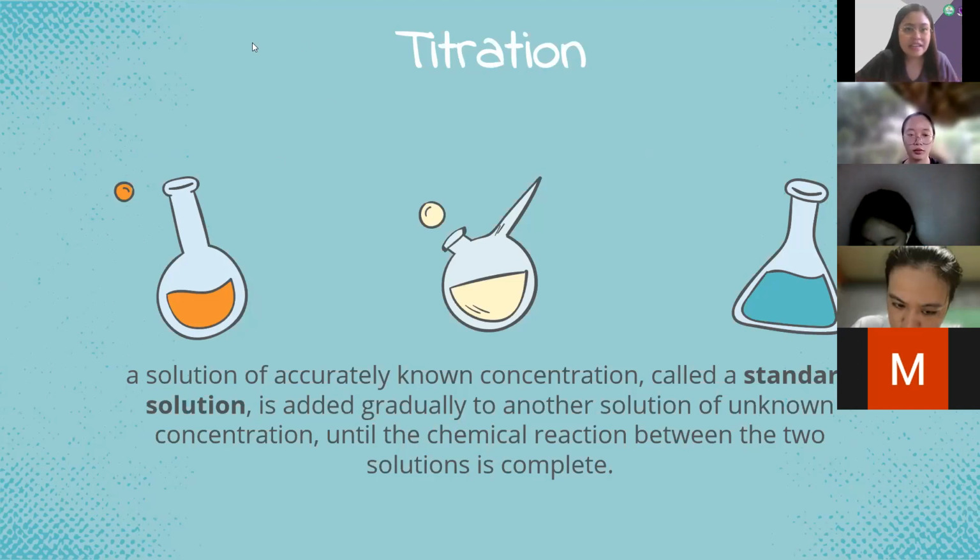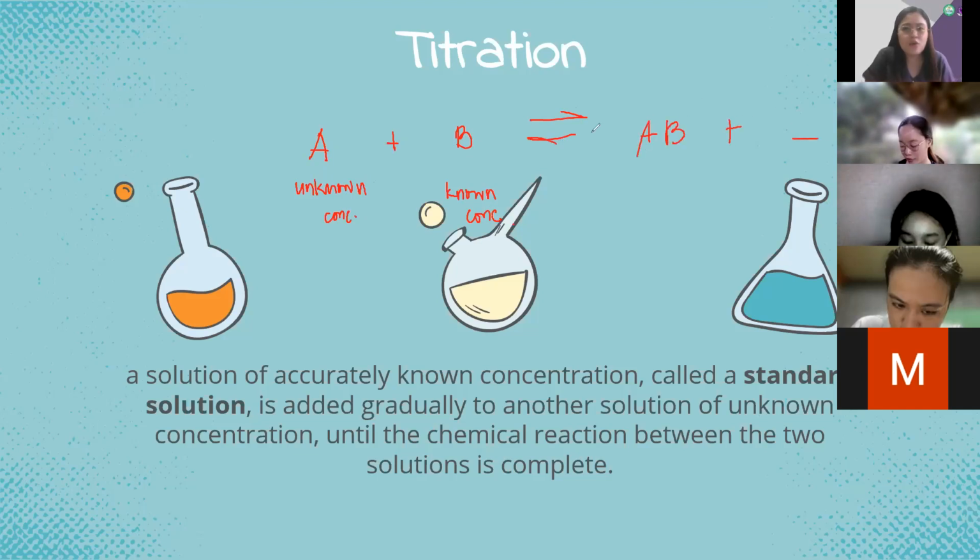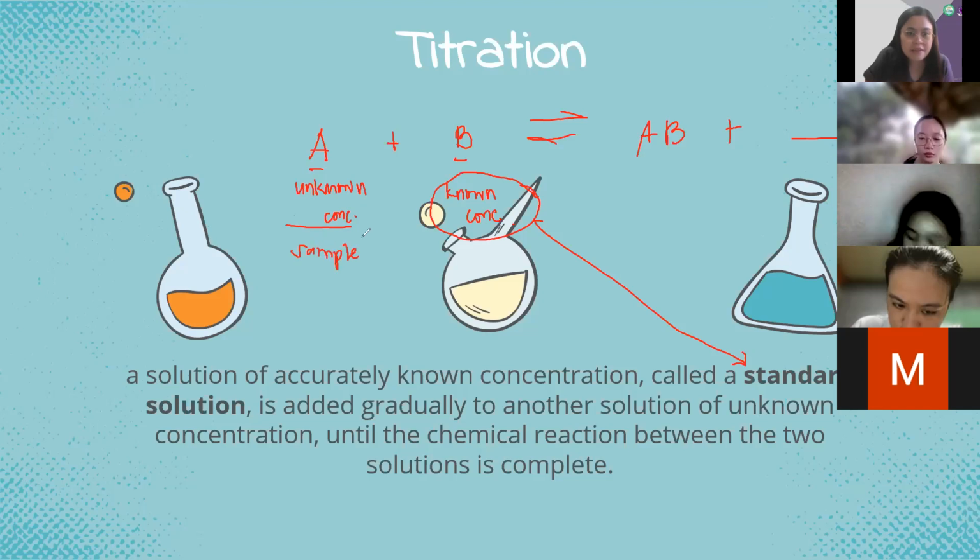So ang ginagawa naman natin here sa laboratory is we have compound letter A and then unknown yung kanyang concentration. Ipapareact natin siya with another compound, that's the compound B, pero this time this is known. Known ang kanyang concentration. So, syempre, magpo-produce yan siya ng product or products, depende kung anong compounds ito. So, ang tawag class sa substance na known ang concentration is the standard solution. Ito yung sample natin kasi hindi natin alam yung concentration niya. But the solution with known concentration is called the standard solution. And we will have them react with each other until the reaction is complete.